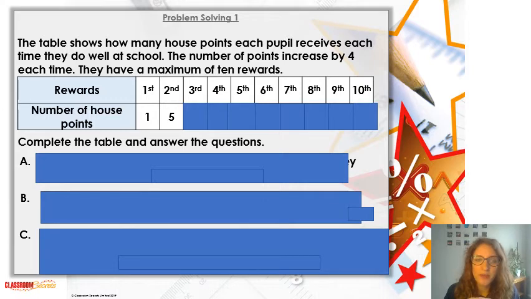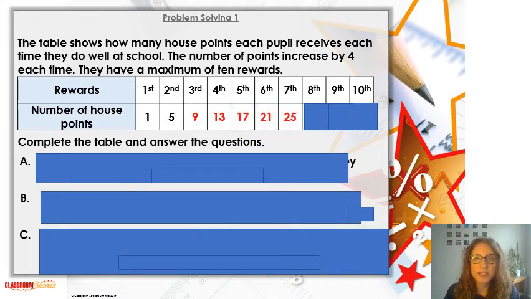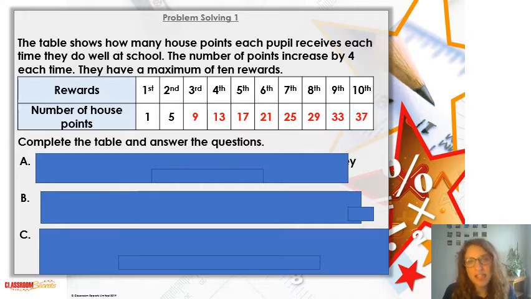Right, so if we have 1 add 4, it gives us 5. 5 add 4 gives us 9. Okay, 9 add 4 gives us 13. 13 add 4, 17. Then we've got 21, 25, 29, 33 and 37. Okay, so now we've got the information, we can use that to answer some of our questions.